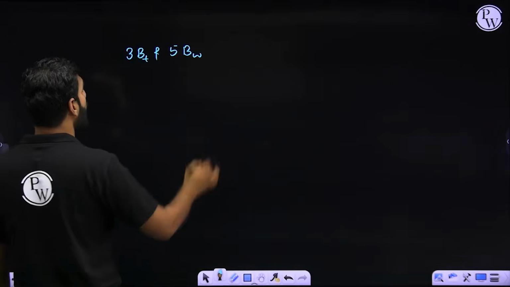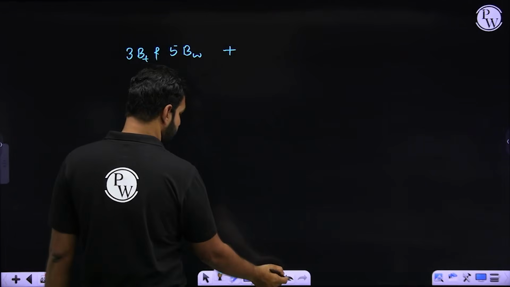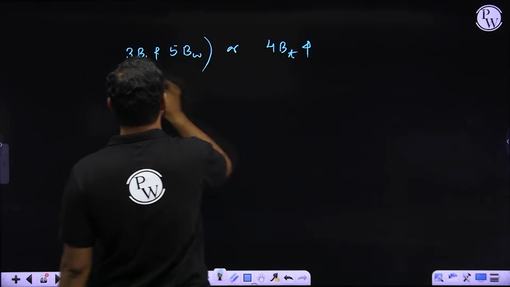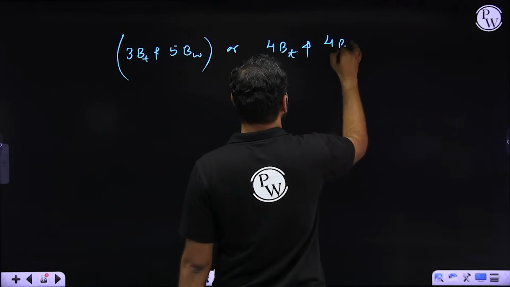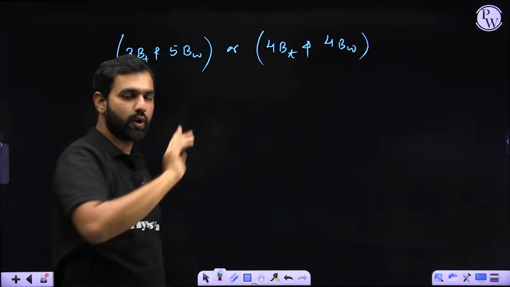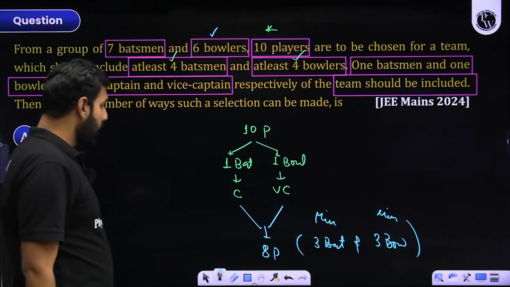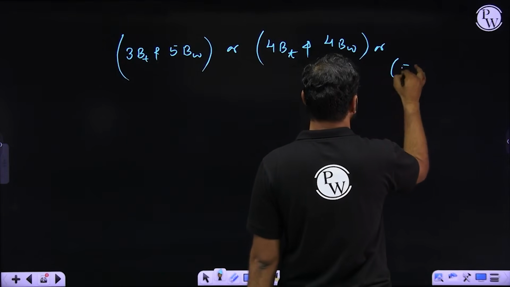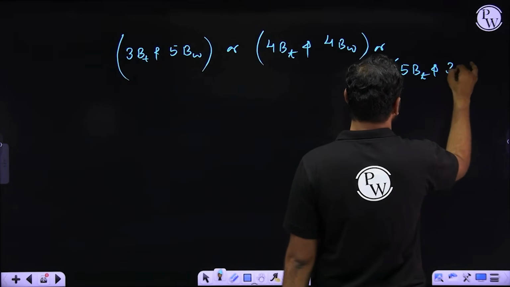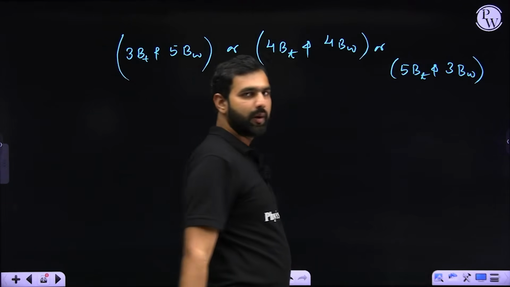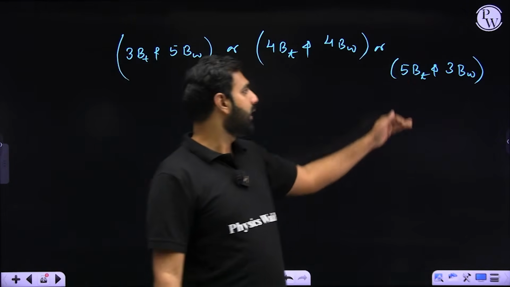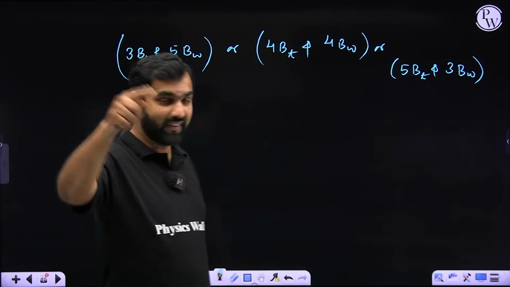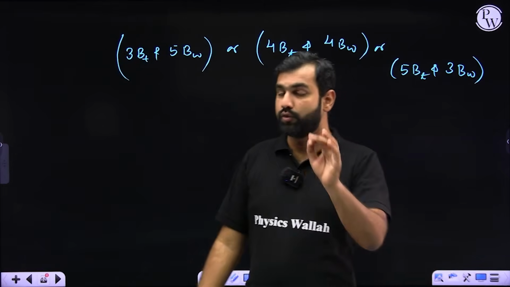Right. Second case, or means addition. Or means what? Or I'll choose 4 batsmen and 4 bowlers, because I need to form a team of 8 because 2 are already chosen. Or can I go further? And take 5 batsmen and 3 bowlers? And that's the minimum requirement. I cannot go beyond it. Because if I say that 6 batsmen and 2 bowlers, no, that is not true, because I need to have minimum 4 bowlers, out of which one is the vice captain. So 3 bowlers are minimum supposed to be there. So these are the 3 cases.